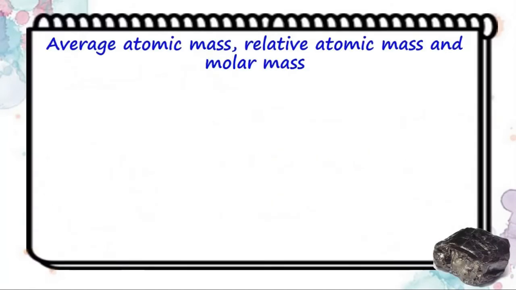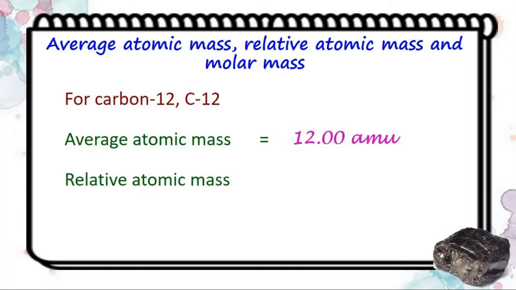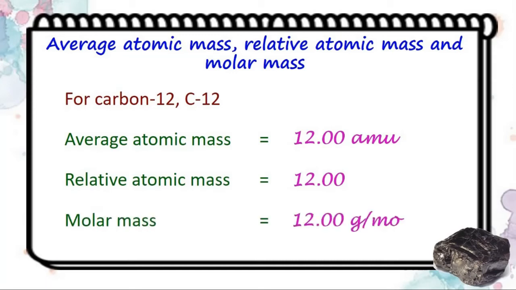Do you know what is the difference between the average atomic mass, relative atomic mass, and molar mass? Let's go through one of the examples. For carbon-12, average atomic mass is 12.00 AMU. Relative atomic mass is equal to 12.00 and molar mass is equal to 12.00 gram per mole. So from this example, we can conclude that average atomic mass, relative atomic mass, and molar mass have the same numerical value but differ only in their unit.